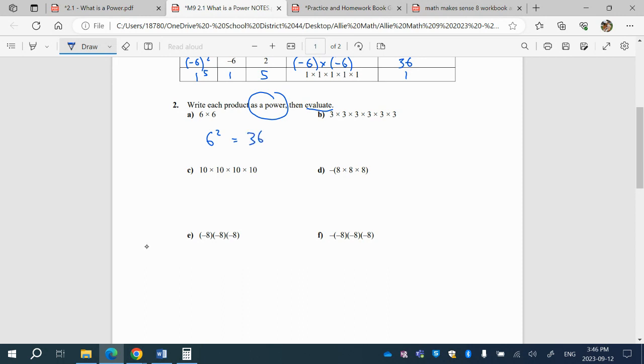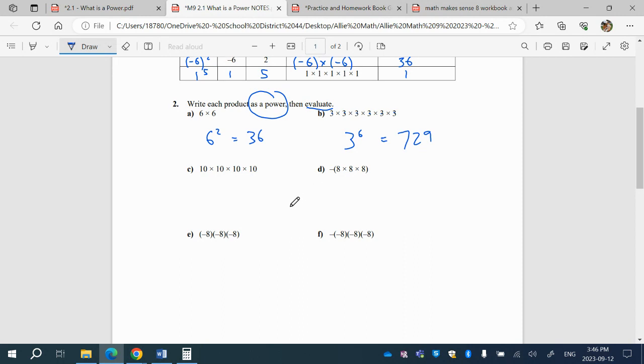Let's write this as a power first. We've got a base of 3. It's being multiplied by itself 1, 2, 3, 4, 5, 6 times. And if we solve that, you get 729. So let's try the next ones. Let's be aware of our brackets or not brackets. And I can help you with that, folks, when you get back.